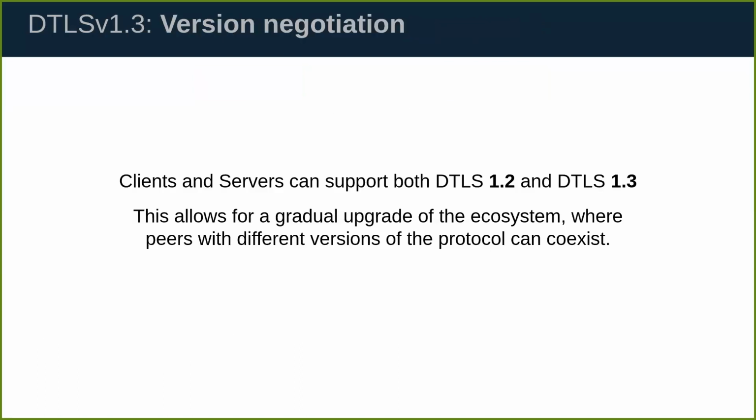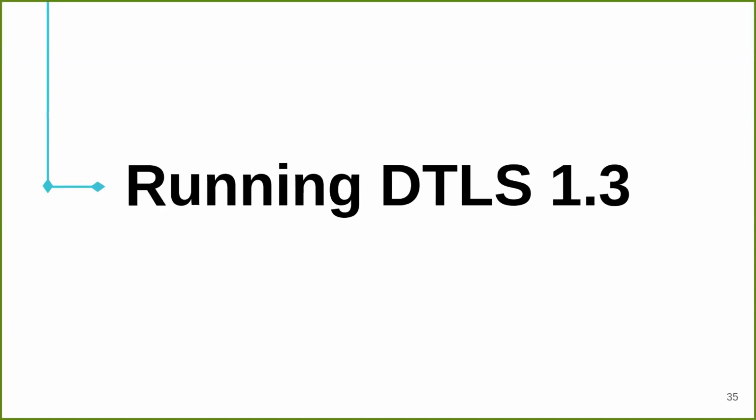So obviously, another great feature of DTLS 1.3 is that it allows for version negotiation. The handshake itself has built-in version negotiation support, and this allows peers to establish a common version. And this is great for adoption of DTLS 1.3. It allows for a gradual upgrade of the ecosystem, and peers supporting both 1.2 and 1.3 can coexist, and you don't need to go from 1.2 to 1.3. You can support both of them while preferring 1.3, obviously.